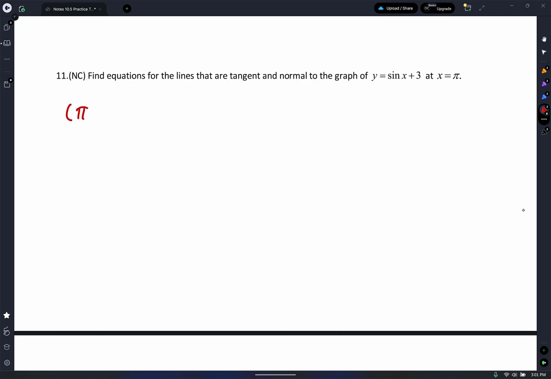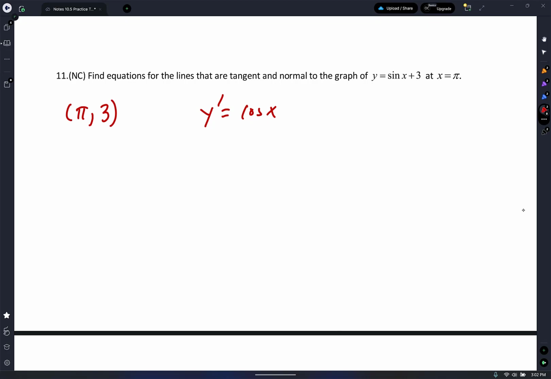Plug in a pi. When I plug in a pi, sine of pi is? Oh, man. 0. And 0 plus 3? Does everyone know how we got the point? All right, now to get my slope, how do I get it? Take a derivative. Y prime equals, what's the derivative of sine x? Cosine x, and then the 3 is a constant, so it goes away.